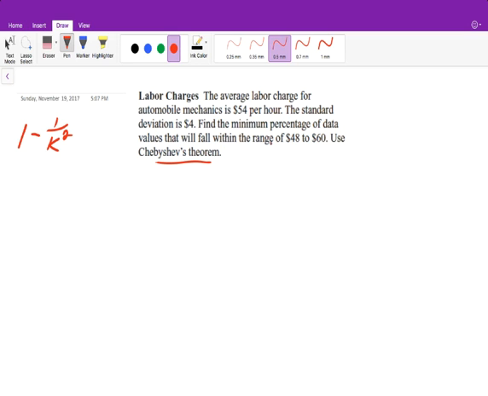But this time, it gives us the range, and we want to find the percentage. So we want to know, what does this equal to? Because the percentage is what it's equal to. So we need to identify, well, what is k? And once we solve for k, we just plug it into our formula.